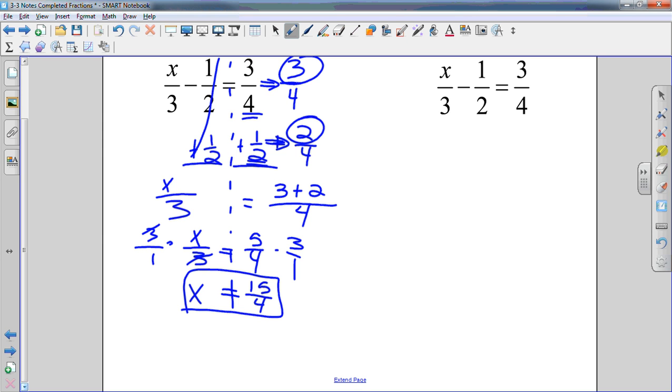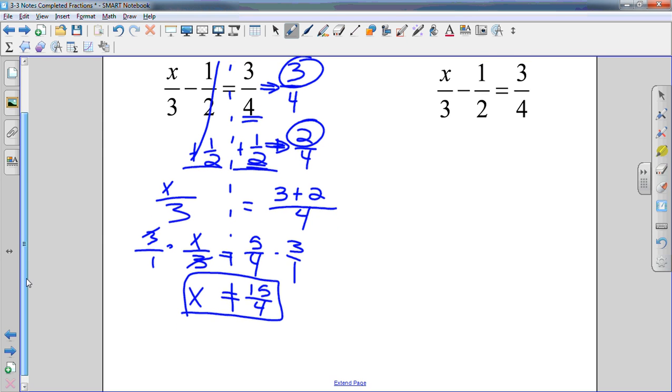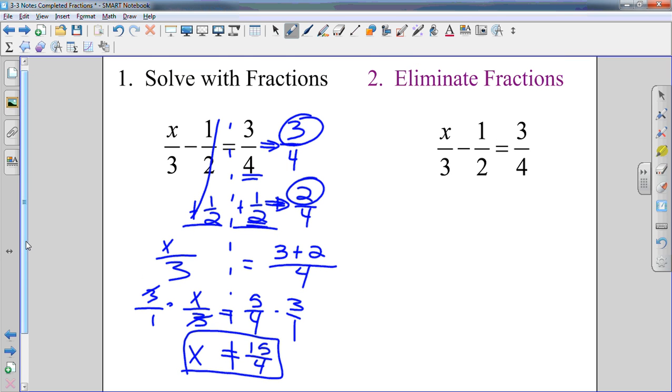Now, my second method. First thing I have to do is multiply by the least common denominator. Or I'm sorry, the LCD, least common multiple of 3, 2, and 4. What number can all of those go into evenly? 12, right? Because 3 times 4 is 12, 2 times 6 is 12, and 4 times 3 is 12. Do you see that? The smallest number that all of those go into.